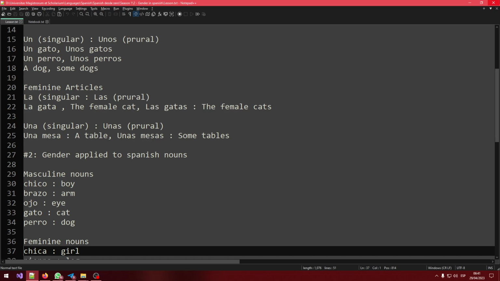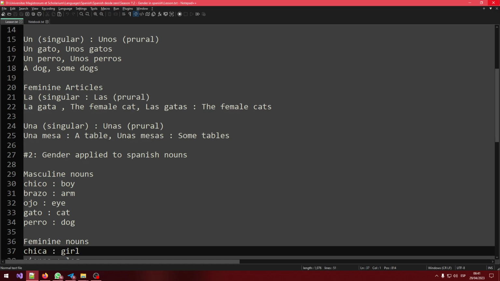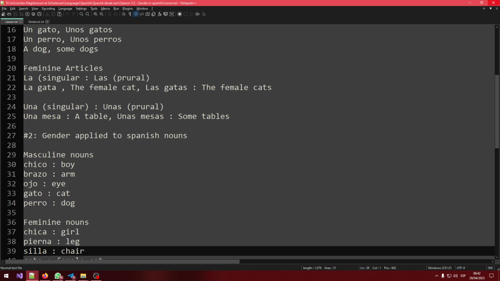Then we have the opposite, feminine nouns. Chica, girl, C-H-I-C-A. Pierna, leg, P-I-E-R-N-A. This is a feminine noun. Silla, chair.